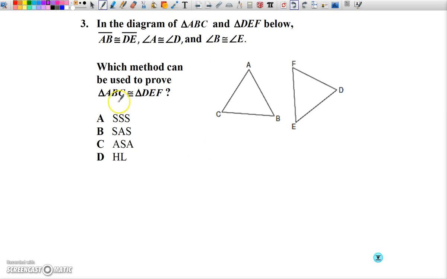In number 3, we're doing congruent again. So let's go ahead and take this and mark up our diagram. So AB is congruent to DE, so there's that. Angle A is here, and that would be congruent to angle D, that's here. And then angle B down here is congruent to angle E over here. Angle, side, angle, right in a row. So there's your answer, C, angle, side, angle.